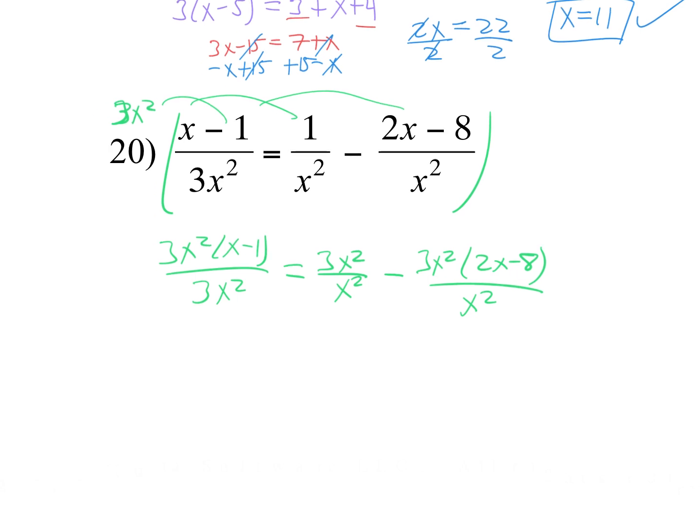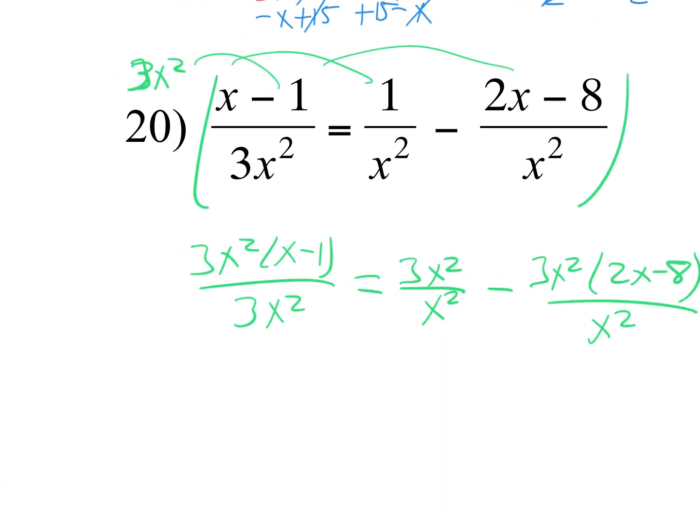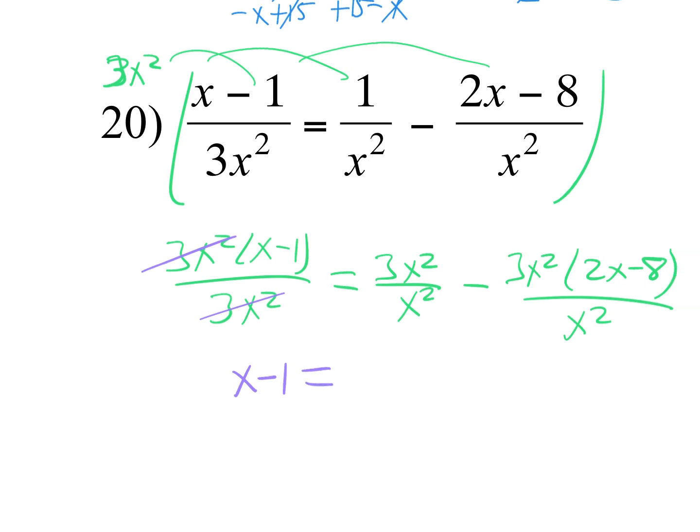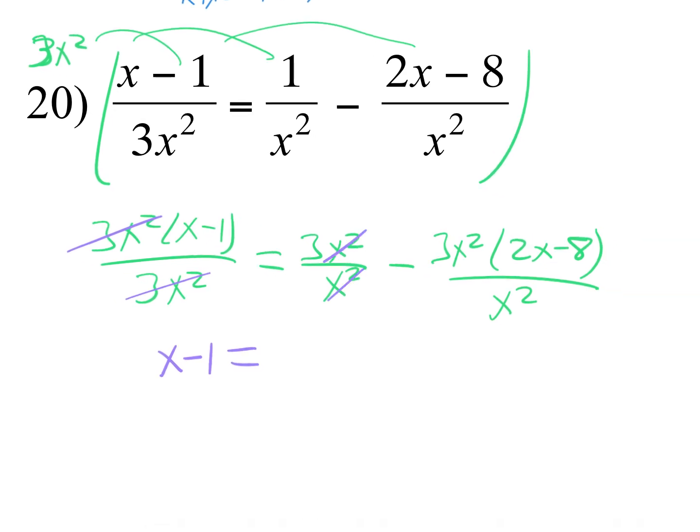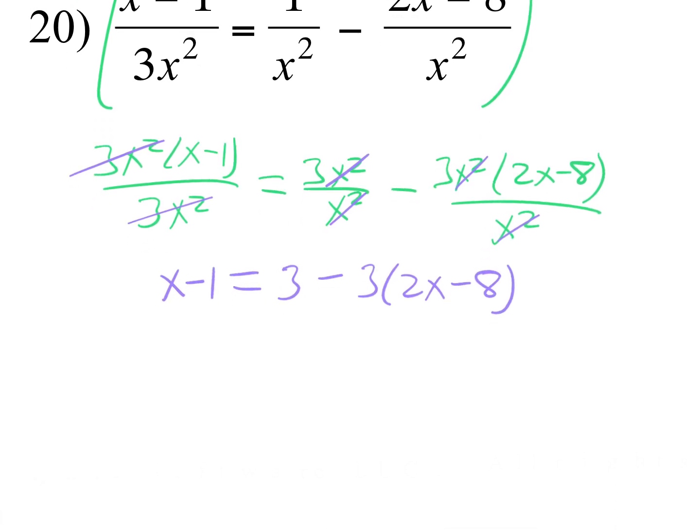All right, and now we want to see what cancels. Over here, the 3x squared cancels out. We're just left with an x minus 1 equals, and then here the x squareds cancel out, so we're just left with 3. And then minus, over here that cancels out is an x squared, so we're left with a 3 times 2x minus 8. And then same as before, we want to distribute this negative 3 to everything. So we get x minus 1 equals 3 minus 6x plus 24.